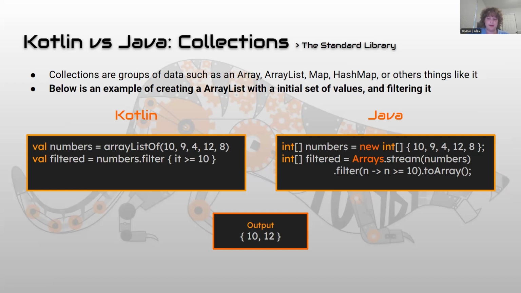Kotlin also has a lot of methods built on top of the arrays, which makes it easier to work with. As you can see, we can filter numbers directly on the array. We don't have to cast it to a stream and then back to an array like we do in Java. And that's also an example of lambdas.